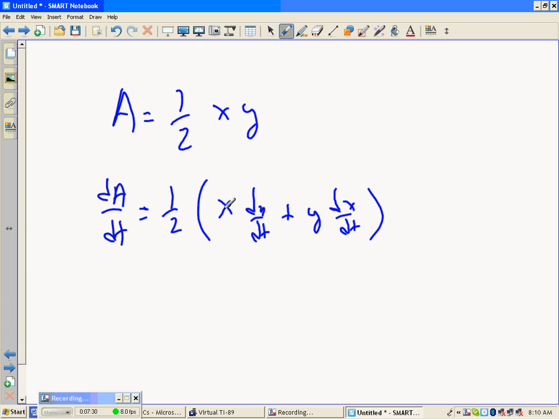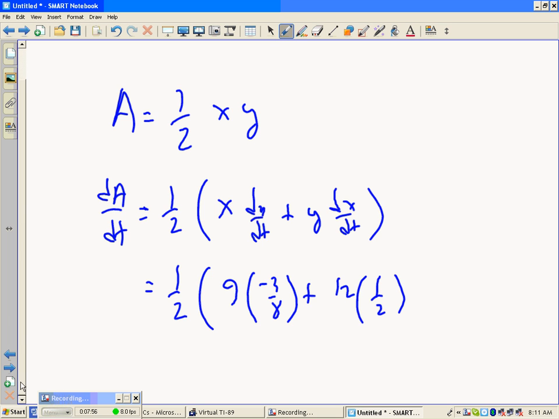Do you know x? What is it? 9. Do you know y? What is it? 12. Do you know dx/dt? It's 1/2. Do you know dy/dt? It's negative 3/8. So just plug everything in and you're done. This is just arithmetic. Wow, I thought calculus was tough. It's arithmetic now. That's it. Just work this out.